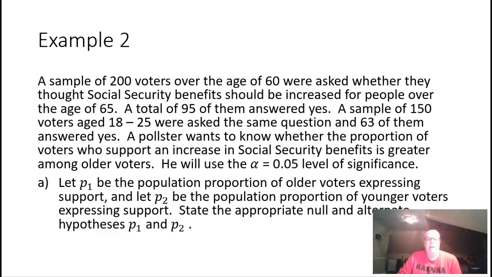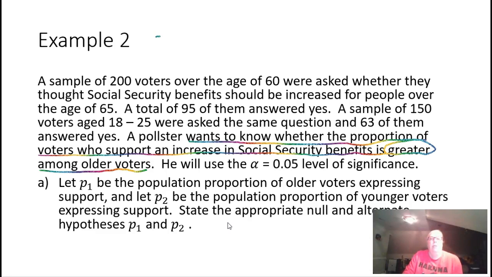Part A. Let P1 be the population proportion of older voters expressing support, and let P2 be the population proportion of younger voters expressing support. State the appropriate null and alternate hypotheses for P1 and P2. All right, let's go back up into the problem and find out what question we're actually asking. The pollster, there it is, wants to know whether the proportion of voters who support an increase in Social Security benefits is greater, there's that important word, among older voters.